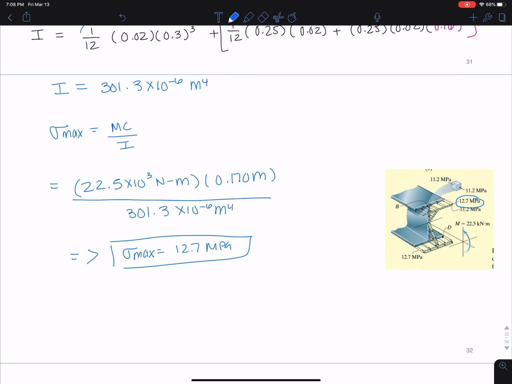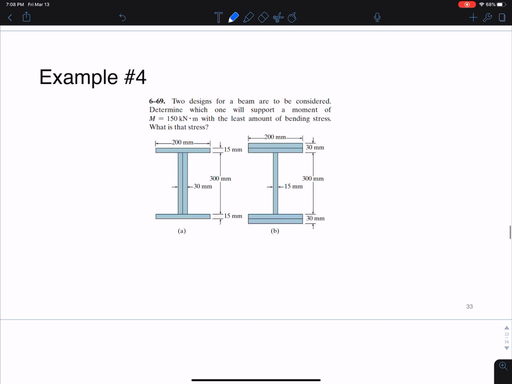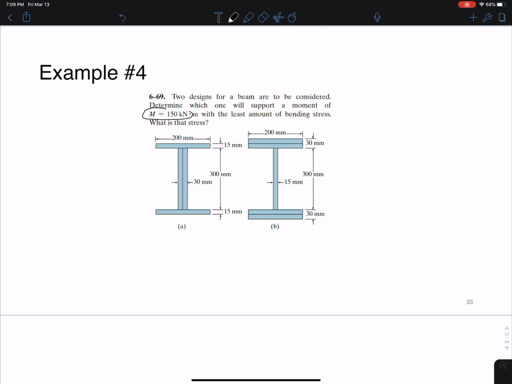Okay, let's move on to another example here. This one's a fun one. So we have two potential beam designs, okay? And we want to figure out which one can support an internal moment value of 150 kilonewton meters with the least amount of bending stress. And we want to know what that sigma value is.